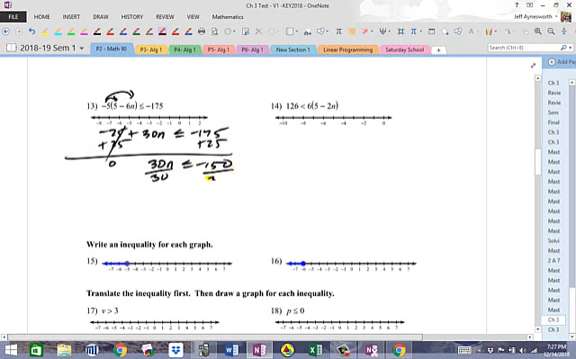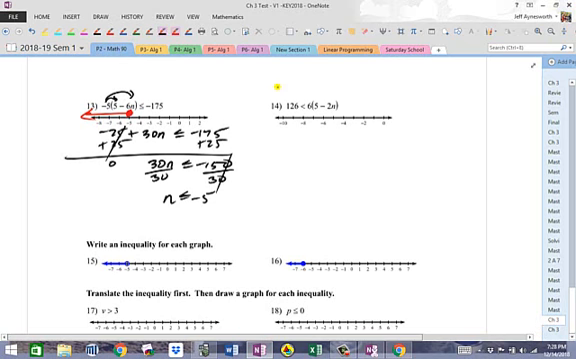Dividing by 30. N is less than or equal to negative 5. All right, so that would be closed because guess what? It's the solution. All numbers less than or equal to negative 5 lie to the left.